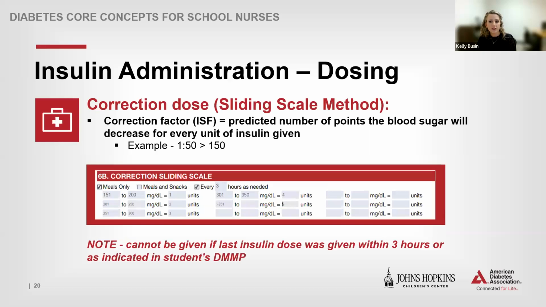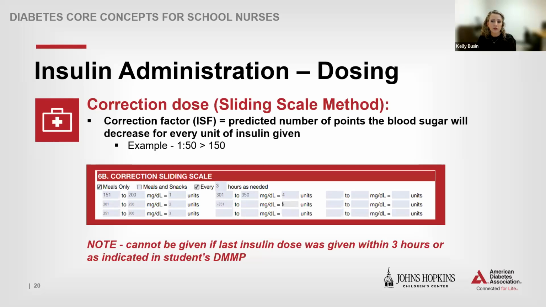And then when we talked about fixed dose insulin before, I mentioned the idea that some students might be using a sliding scale. The sliding scale is equivalent to a correction factor, but it's just simplified into a table for students and their families who just need a little bit more simplicity to their diabetes management. If you have a student who's prescribed the sliding scale on their DMMP in table 6B, it's likely that the family is also using the sliding scale at home.